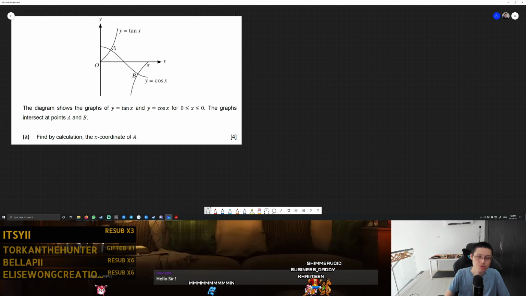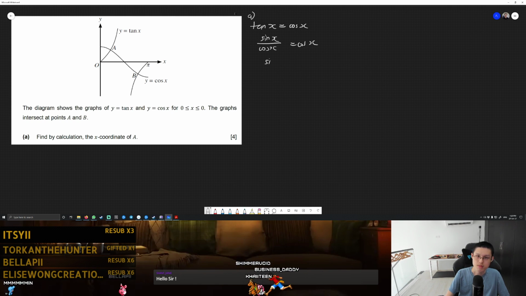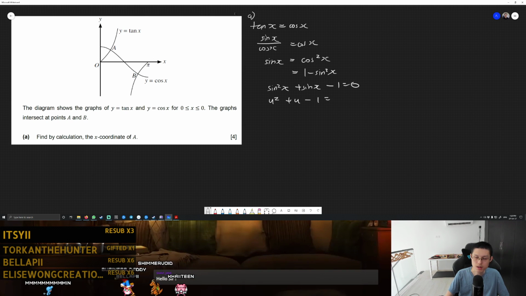You equate the two equations together. So tangent x equals cosine x. Tangent x is sine over cos. Move the cos over, we get cos squared x. Using the identity, we get 1 minus sine squared x. Rearranging, we get a quadratic. Right, you can see this is like u squared plus u minus 1.